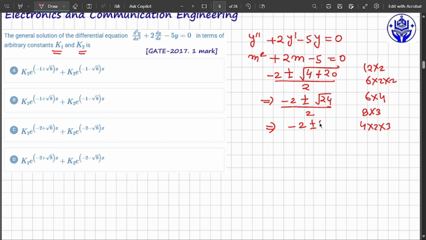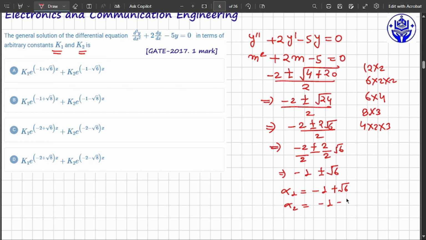It means it is 2 root 6 upon 2. So it is nothing but minus 2 upon 2 plus or minus 2 root 6 upon 2. So here we have minus 1 plus or minus root 6. So alpha 1 is nothing but minus 1 plus root 6 and alpha 2 is nothing but minus 1 minus root 6. It means these both are real and distinct roots.